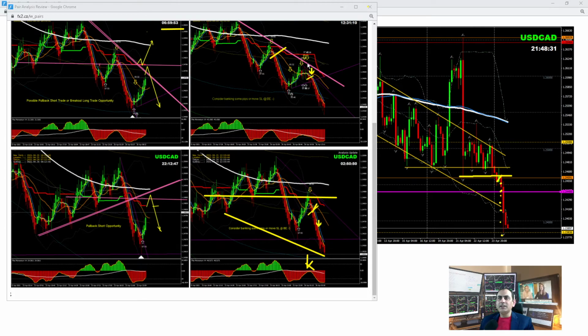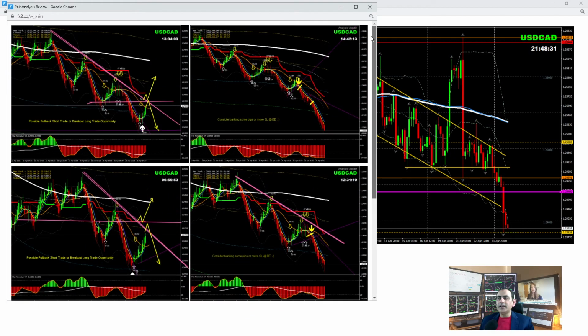Afterwards, based on the momentum and the trend, price broke the major structure. Beautiful, another pullback short trade here. As soon as the price hit this level, bank another beautiful pips. So you can see here we had beautiful pips at the market open, at the London open. And we have another beautiful short trade at the New York session.